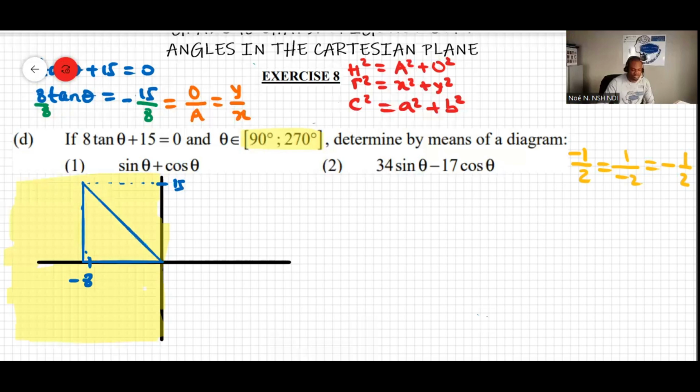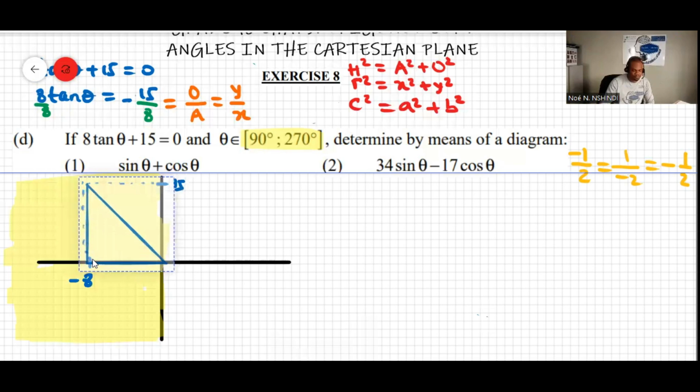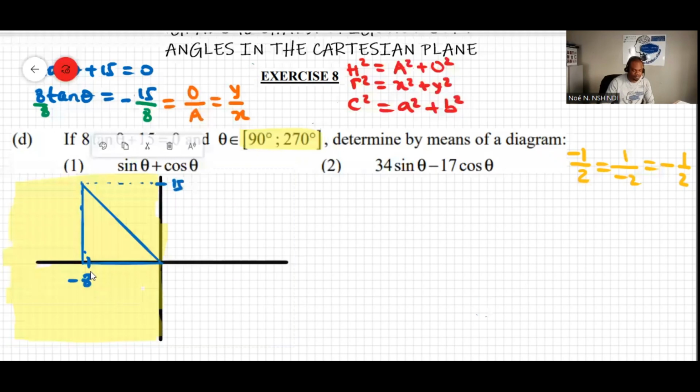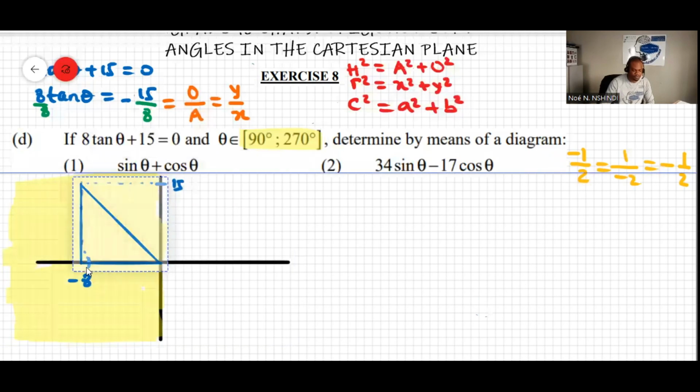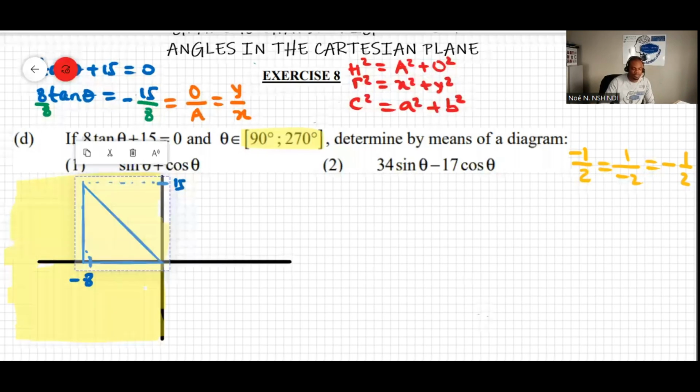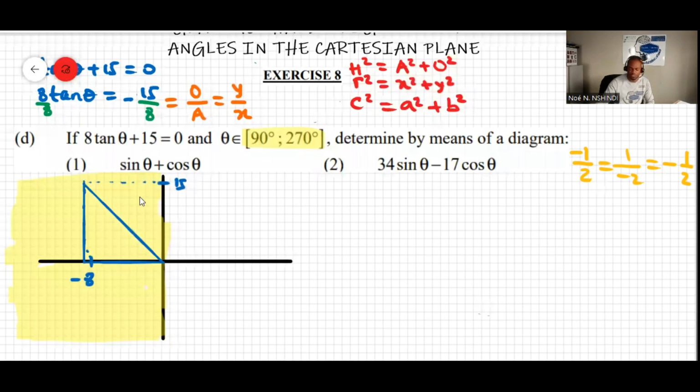Yeah, it's this way. Negative 8 there, and then 15 there. So here is just 8 units, and then this is 15 units.